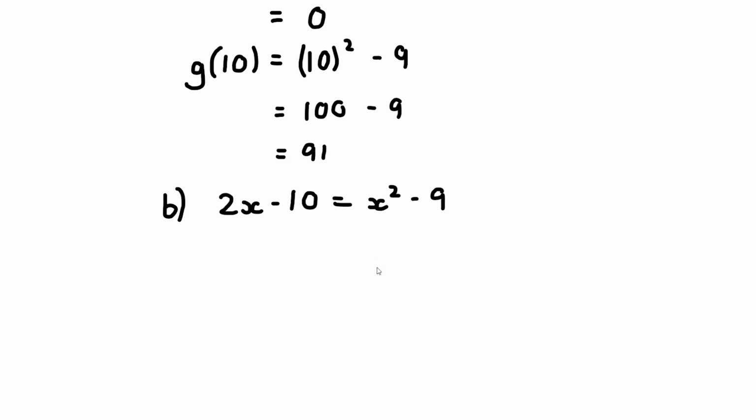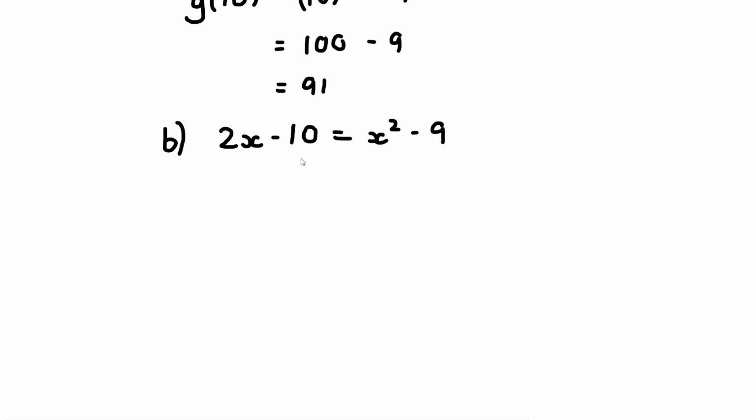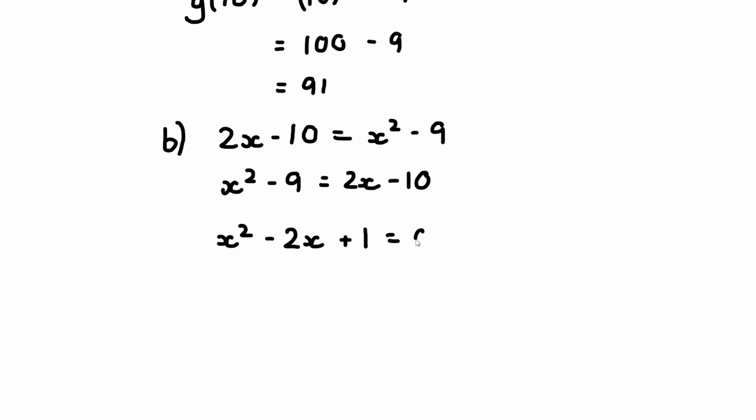So we want to move everything to one side, so one of the sides equals 0. Let me rewrite this so that we've got the sides the other way around, 2x minus 10, right? Now we want to add or subtract 2x on both sides and add 10 to both sides. So x squared, subtracting 2x on both sides will give us minus 2x on this side, and adding 10 on both sides will give us plus 1 on this side, right?